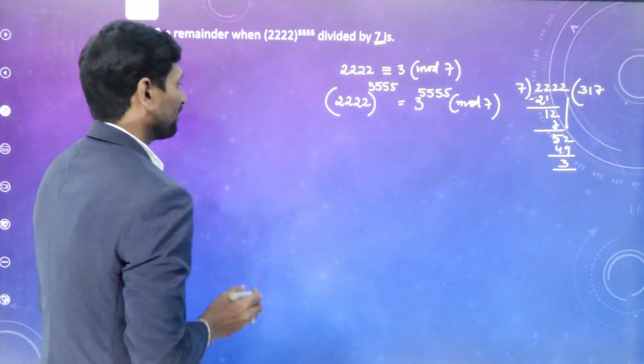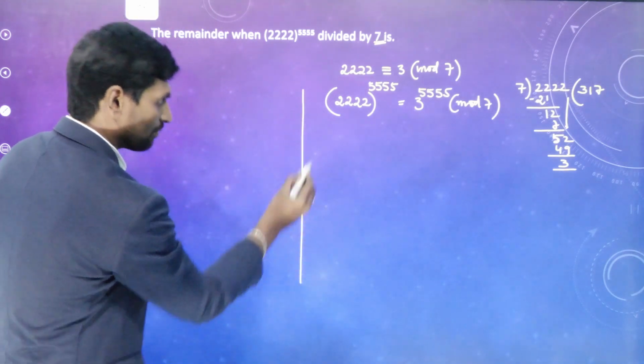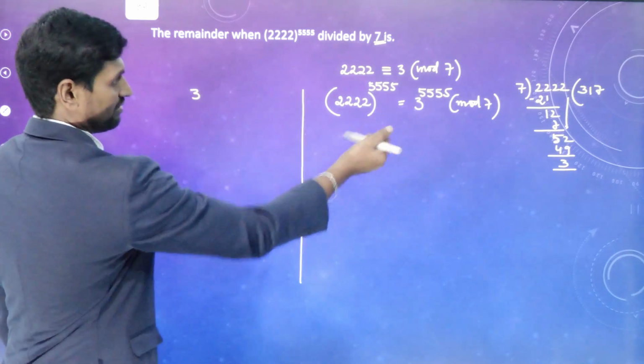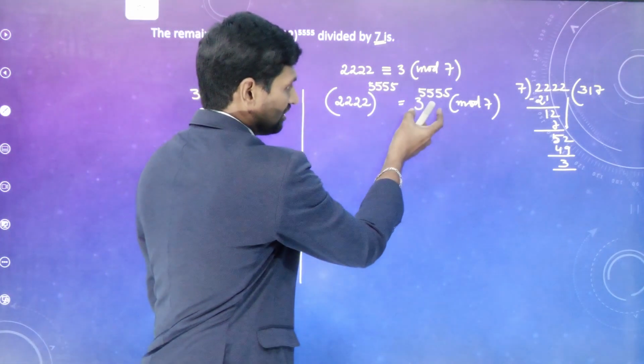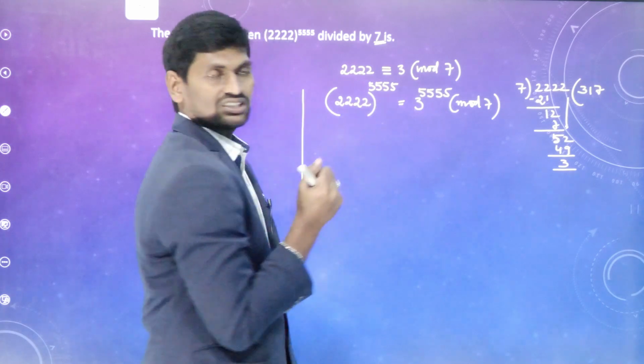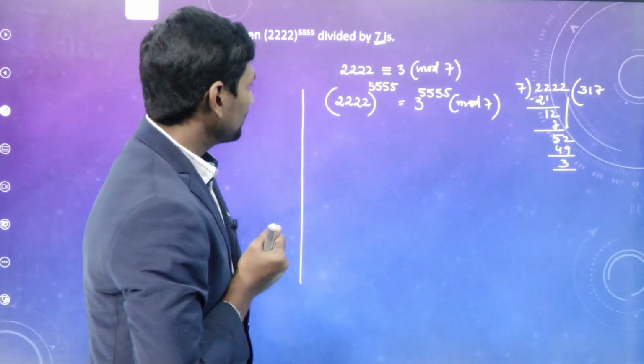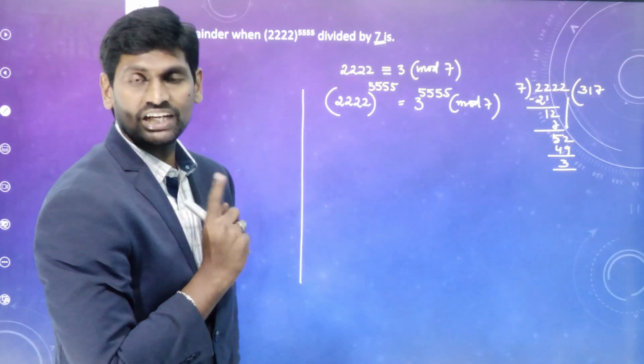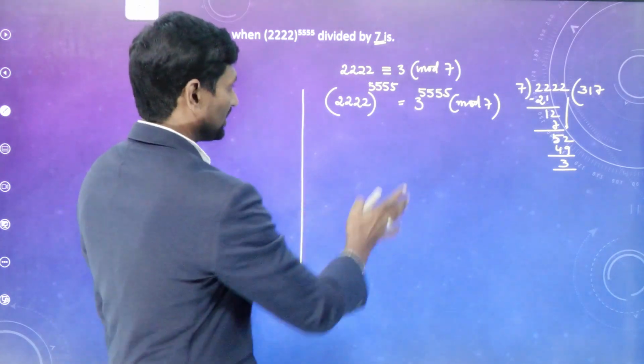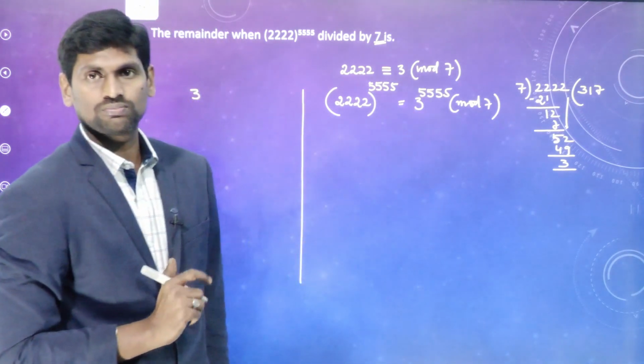Let us check like the previous problem. That means we need to convert them again. We have to find the remainder from this. That means 5555 is divided by 7, what is the remainder? You should check that remainder only as the answer for this also.